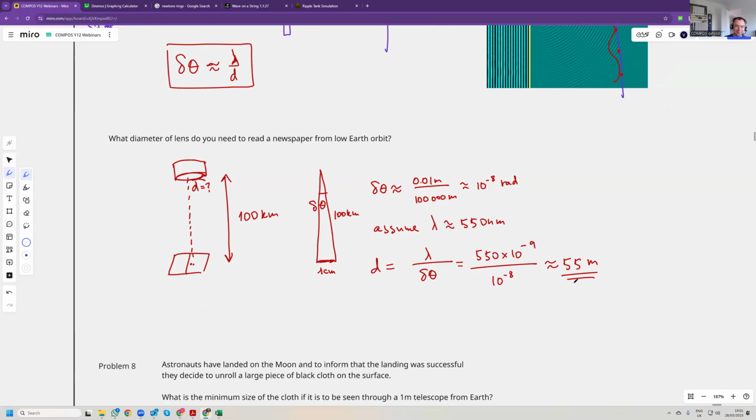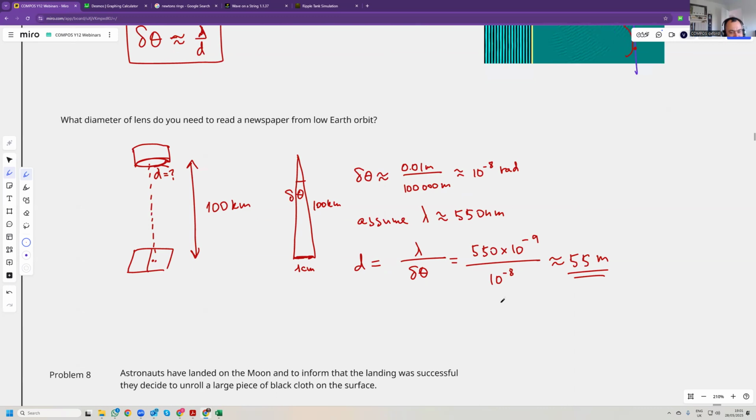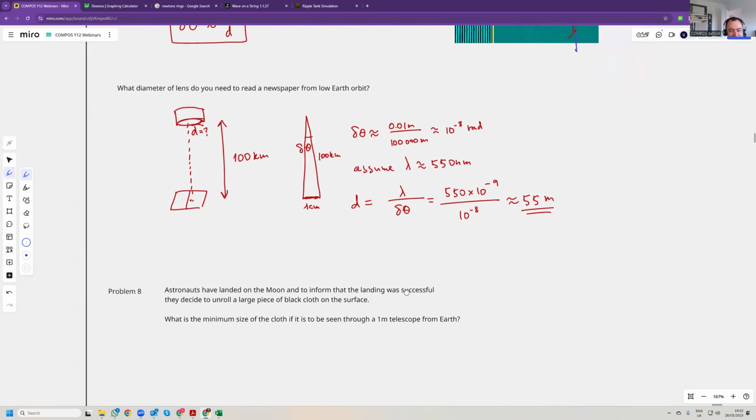Okay, so yeah, that's probably the biggest optical telescope ever built, especially if we're talking about orbit. So yeah, definitely unreasonable to assume you would have such a lens.